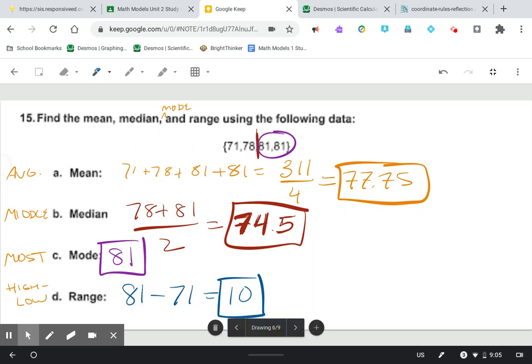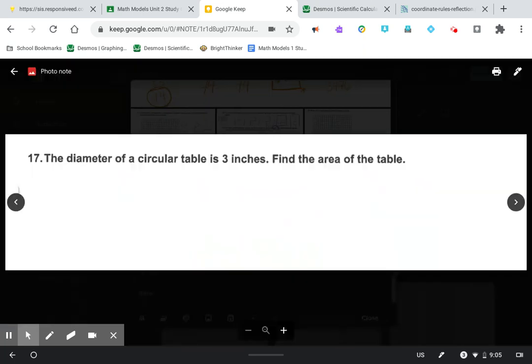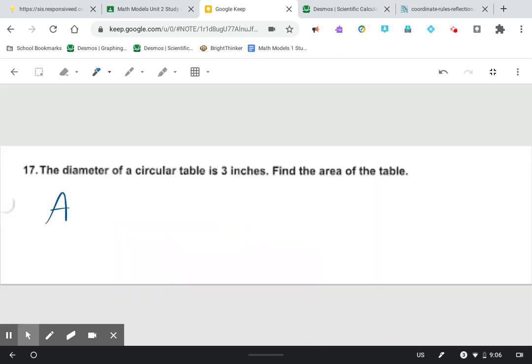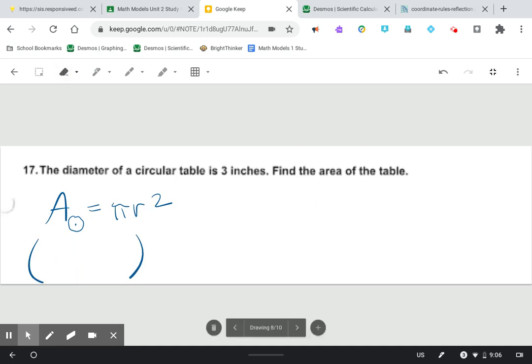All right, so that's pretty much it for that. You just need to remember those basics about how to find each one of those, and I think you'll be good to go. And then we're on to our last question. It says here, the diameter of a circular table is 3 inches. Find the area. I'll put this on the formula chart for you. But the formula for the area of a circle is pi r squared. But that also means you need to know that the radius is half the diameter. Another way of saying that is that the diameter equals 2 times r.